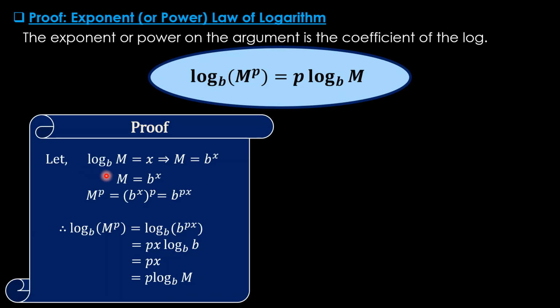Let log m to the base b equal x. So, m equals b to the power x. Now m to the power p means b to the power x, to the power p. So b to the power px. Now taking the logarithm, we get this relation.